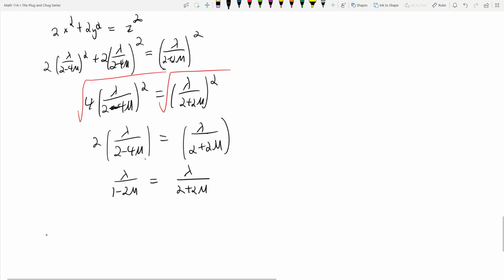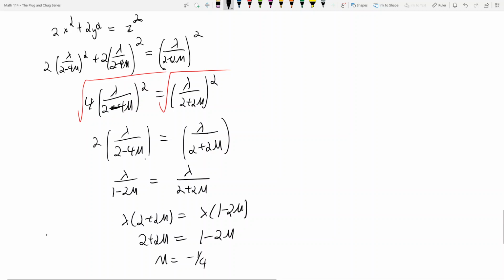This is exciting, right? How do I solve for this? Cross multiply. I get lambda times 2 plus 2 mu is equal to lambda times 1 minus 2 mu. Divide both sides by lambda. 2 plus 2 mu is equal to 1 minus 2 mu. And now we actually recover what mu is, and you'll see that mu is equal to negative 1/4. All right? So mu is equal to negative 1/4.